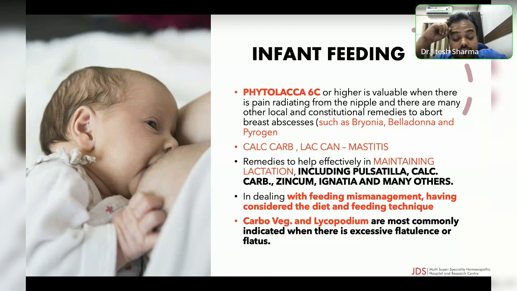when you find cases, this is very important when you're treating infant cases. Okay, the feeding mismanagement. Having considered the diet and the feeding technique is very important. Where you find there is a feeding mismanagement, think of Carbo veg and Lycopodium, most commonly indicated when there is excessive flatulence or flatus. Either one of these remedies is very helpful according to the symptoms. You need to see which has to be given.